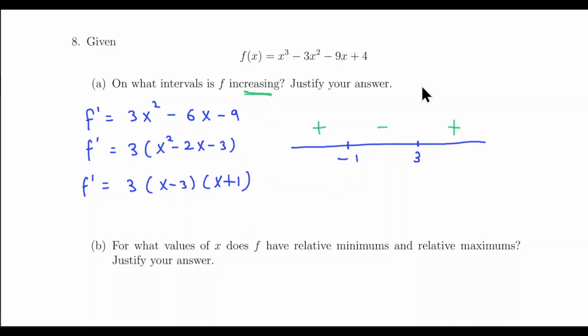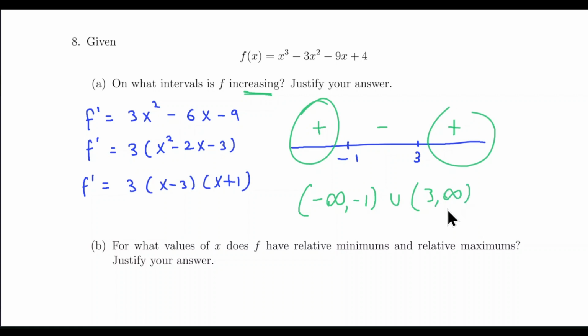So they want increasing. Increasing is wherever f prime is positive. So the answer is negative infinity to -1, union 3 to infinity. And for what values of x does f have relative minimums or relative maximums? So relative minimum happens at x equal to 3, because relative minimums are where the derivative changes from negative to positive. And maximums are where it's plus to minus, so x equal to -1 is the relative maxima.